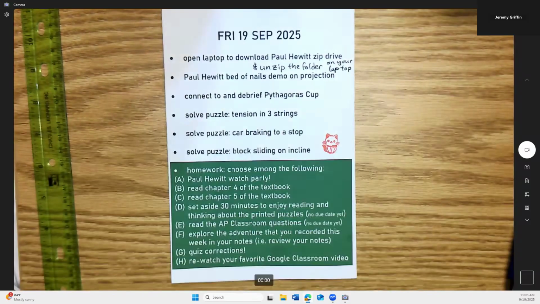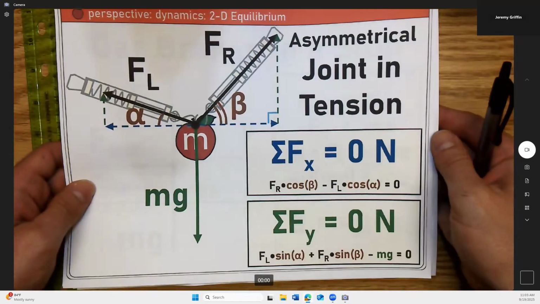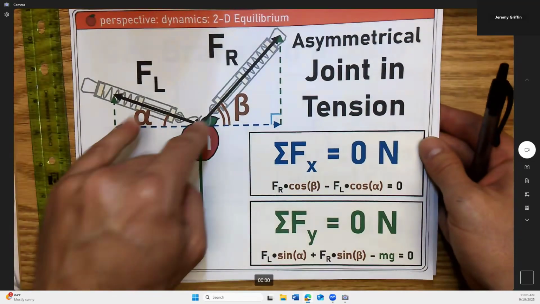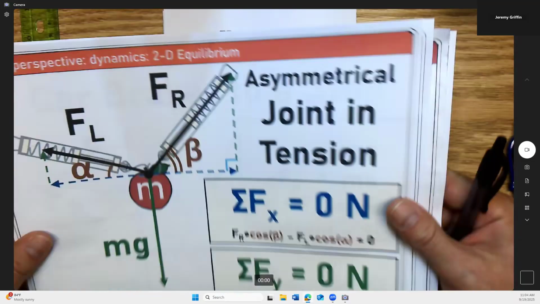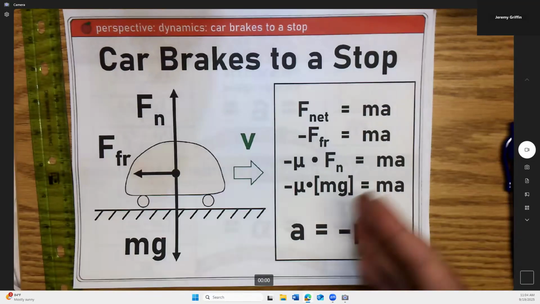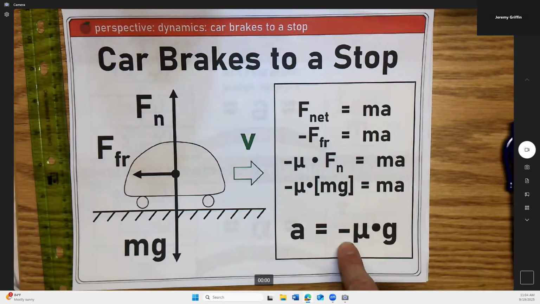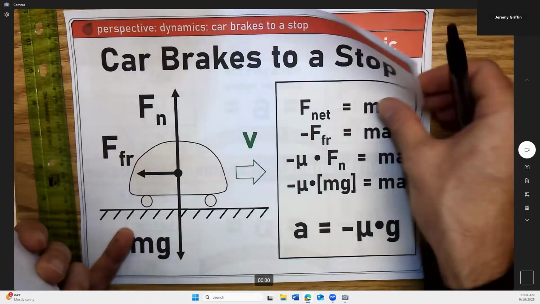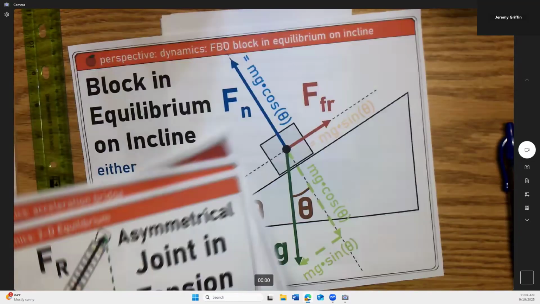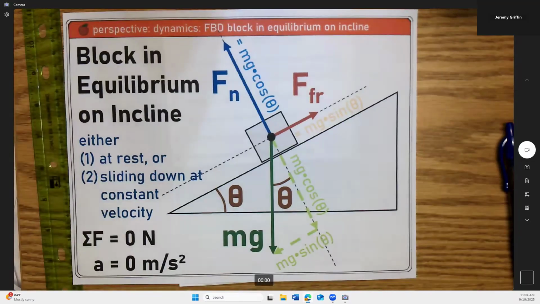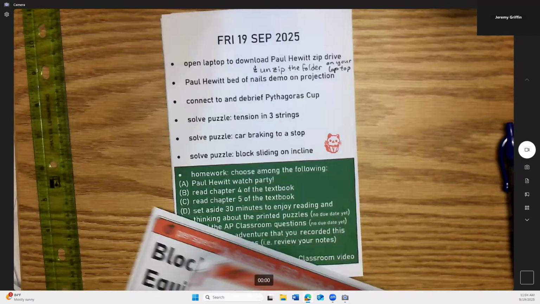So then after that, my goal is I want to solve tension with three strings with you guys, which is this right here. So if I give you the angles and the weight, can you solve for these two tensions? We're going to do that in class. Then we'll solve a car braking to a stop, like what braking distance does it need? I'll give you the coefficient of friction. And so, oh, look, I updated this one. Got a negative there. I can fix that. And then we'll have enough time to at least set up this incline, and that's as far as I got in my earlier class, and then the bell was ringing. Right? Okay, so that's the goal.